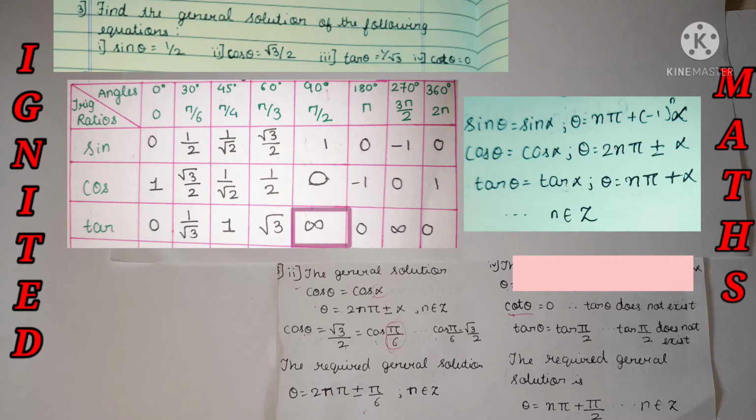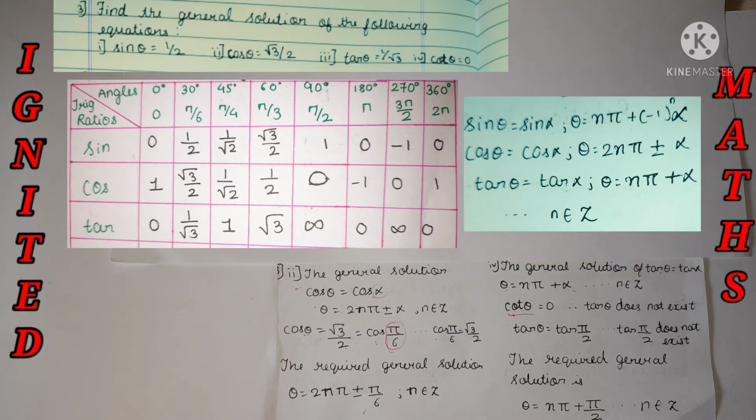At that moment, tan doesn't exist. So it's tan theta is equal to tan pi by 2, where tan pi by 2 is infinity. According to the trigonometry table, we can check that tan pi by 2 is equal to infinity. So we need to find the general solution. First we need to identify which formula to use. It is in the form of tan theta is equal to tan alpha.